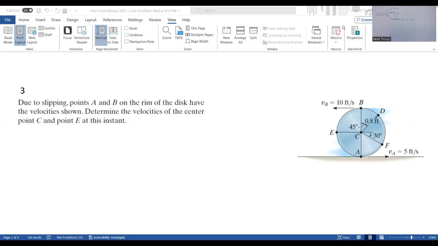Let's take a look at this problem. Due to slipping, points A and B on the rim of the disk have the velocities shown. Determine the velocities of the center point C and point E at this instant.